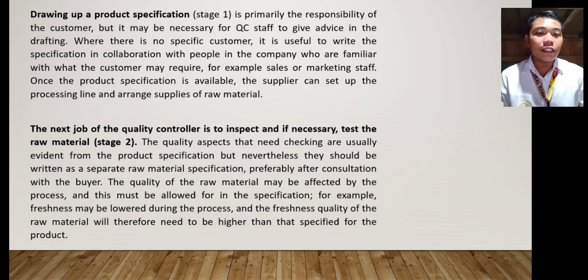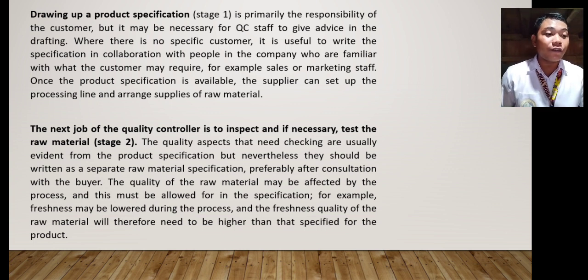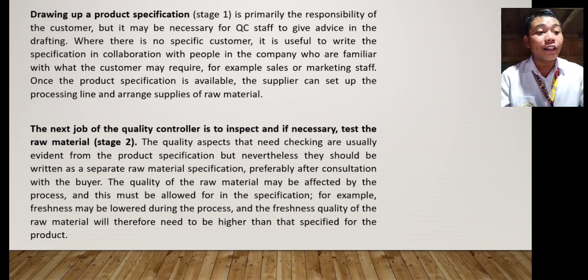The second one is the next job of the quality controller, to inspect and, if necessary, test the raw material. The quality aspects that need checking are usually evident from the product specification, but nevertheless, they should be written as a separate raw material specification, preferably after consultation with the buyer. The quality of the raw material may be affected by the process, and this must be allowed for in the specification. For example, freshness may be lower after the process, and the freshness quality of the raw material will therefore need to be higher than that specified for the product.